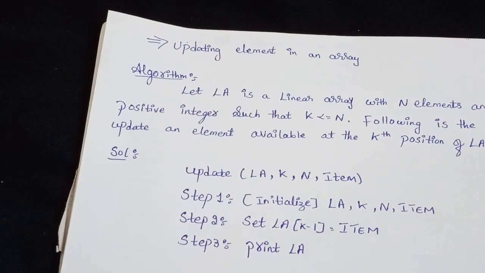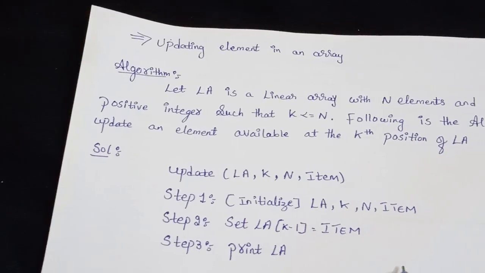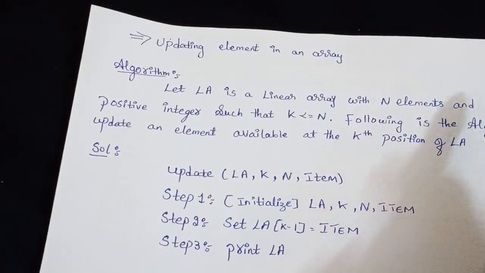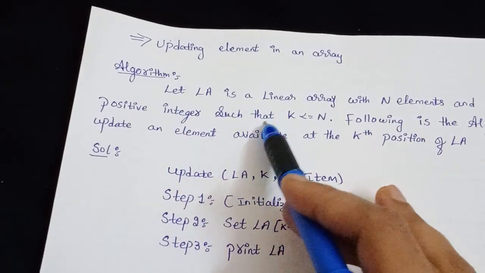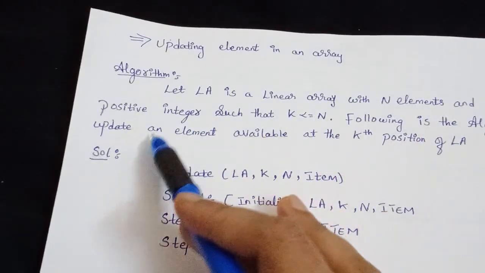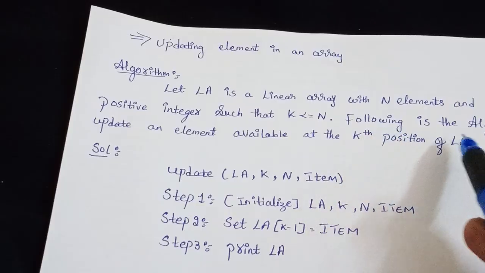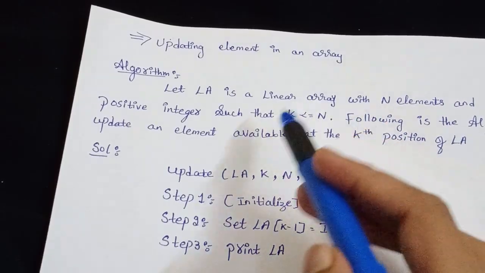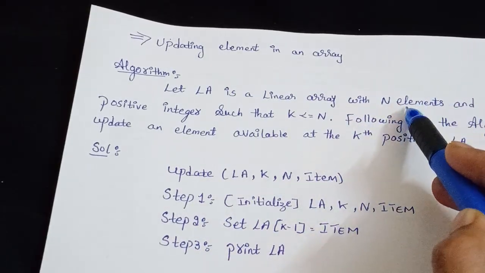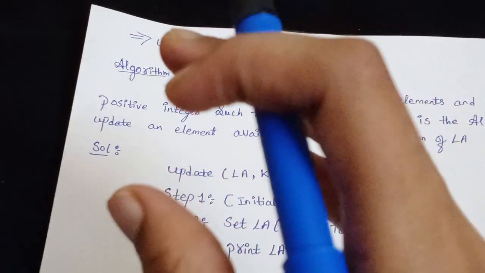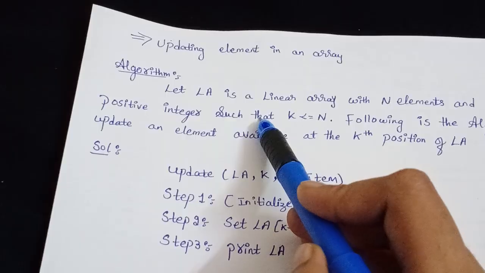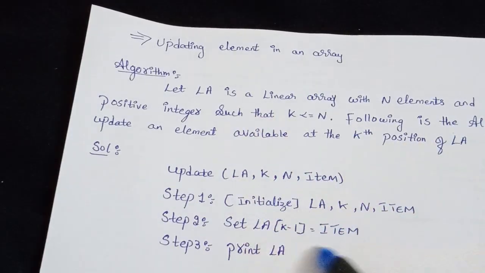First we'll try to understand the algorithm. They said here, let LA be a linear array with n elements and k a positive integer such that k should be less than or equal to n. Following is the algorithm to update an element available at the kth position of LA. So they are saying that it is a linear array consisting of n elements, which is the number of elements an array can have, and k is the position where you want to update. And here is the algorithm.